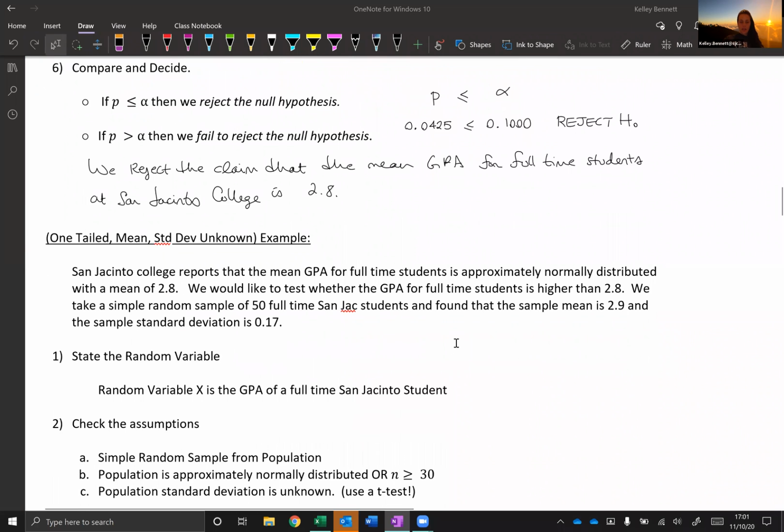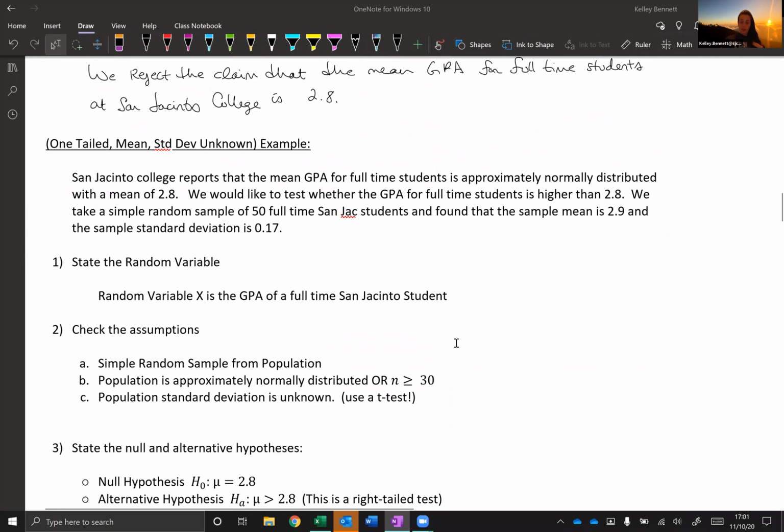All right, let's look at a different type of example where we're going to be talking about a one-tailed hypothesis test. So this is really going to change things a bit. Oh my gosh, I never want to read this sentence again. San Jacinto College reports that the mean GPA for full-time students is approximately normally distributed with a mean of 2.8. We would like to test whether the GPA for full-time students is higher than 2.8. Yay, we have something a little bit different now.